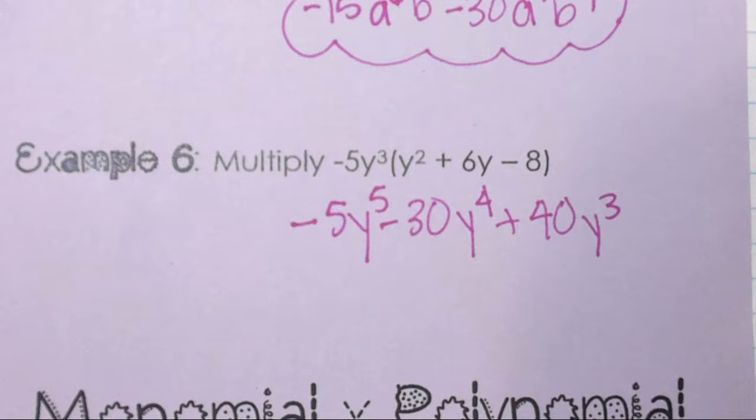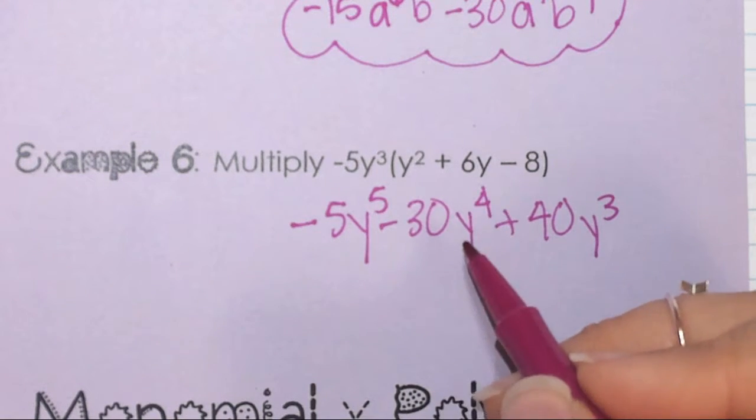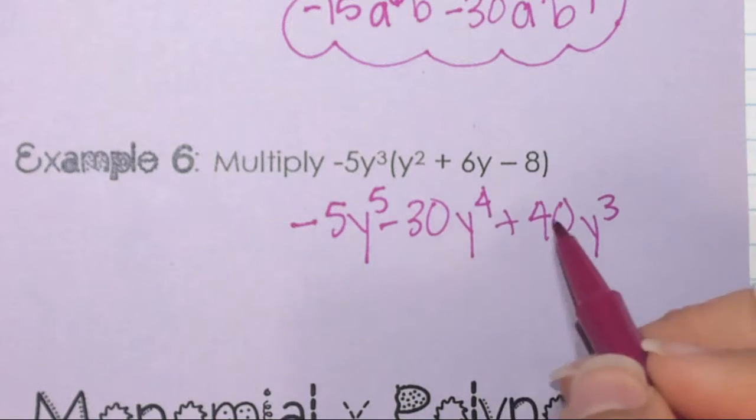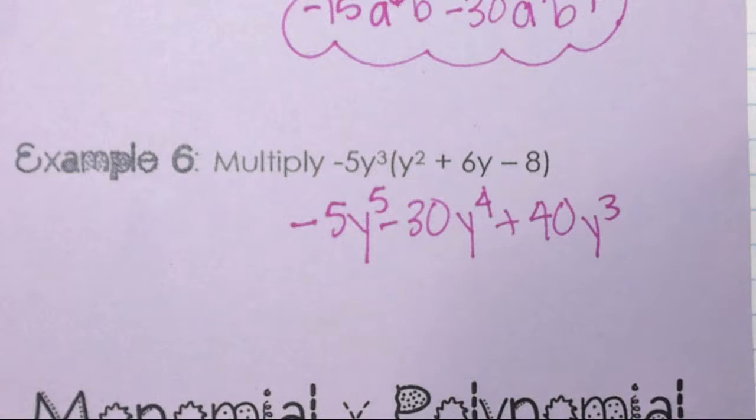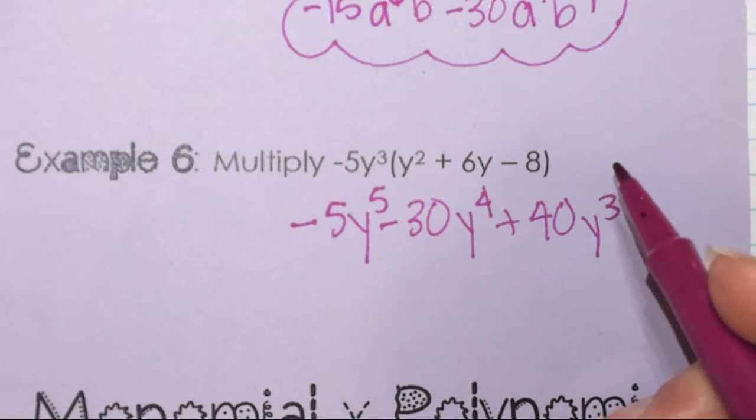Well, I'm guessing, if the answer gets matching exponents, do we combine them then? Yes, we do. So if this was negative 30 y to the cubed, we would combine these two. Or if this was y to the 4th, we would combine these two. But we can't, because they're not the same.